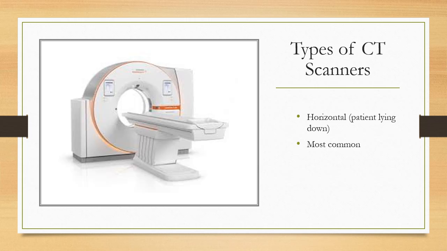There are a few types of CT scanning machines that can scan a patient in different positions. The one you see here is a horizontal CT scanner. This CT scanning machine requires the patient to lay supine or on their back on a motorized gurney. This is the most common type of CT scanning machine.